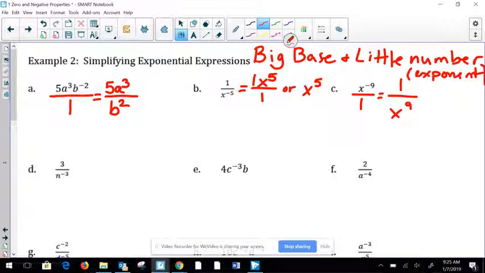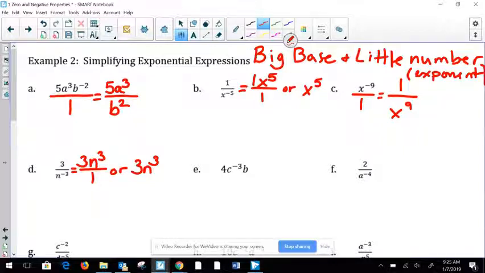Letter D is another fantastic one. Go base by base. My 3 on top stays because there's no negative exponent. My n to the negative 3 on the bottom, ding, ding, ding, negative exponent, needs to get moved to the top as a positive. Again, you can put it over 1, or you could just write it as 3n to the 3rd power. Let's do a couple more.